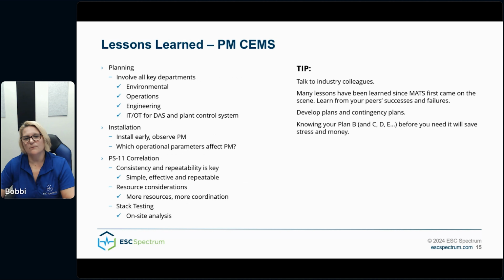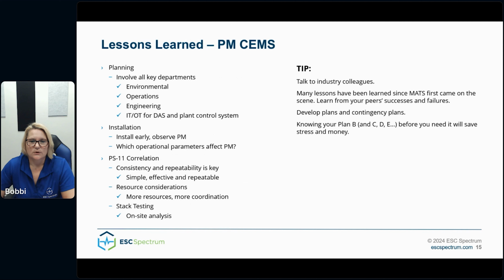Installation. Install the monitor early. Observe its readings. You should be able to determine which operational parameters affect PM. This conditioning time prior to completing the PS11 correlation will also provide time to learn the operation, maintenance, and QA for the monitor. A side note, although much of the spotlight is on the correlation curve, keep in mind that you also have to do a 7-day calibration drift test, and you'll need to put this into your timeline.